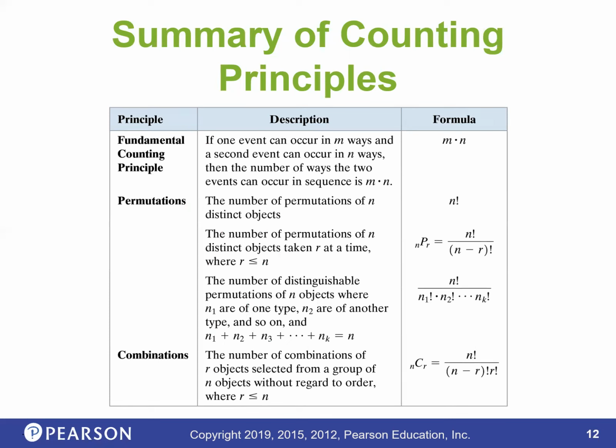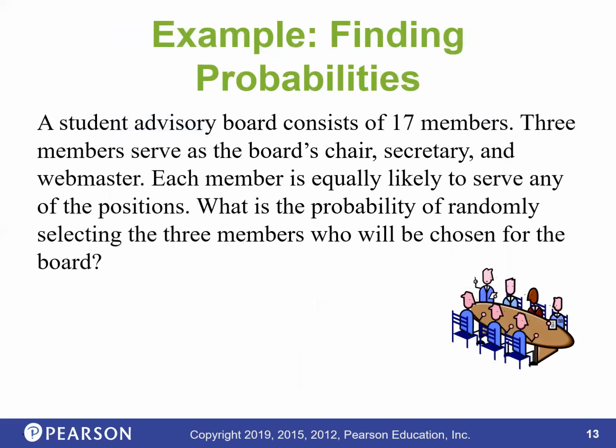So let's jump back and put this all together into probability. A student advisory board has 16 members. Three members serve as the board's chair, secretary, and webmaster. Each member is equally likely to serve in each position. The question is, what's the probability of randomly selecting the 3 members who will be chosen for the board? Notice we're back to probability now.